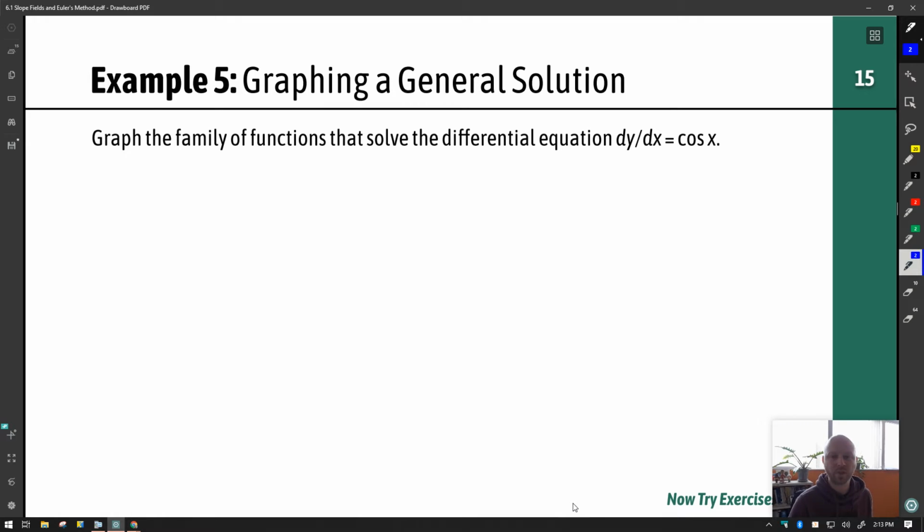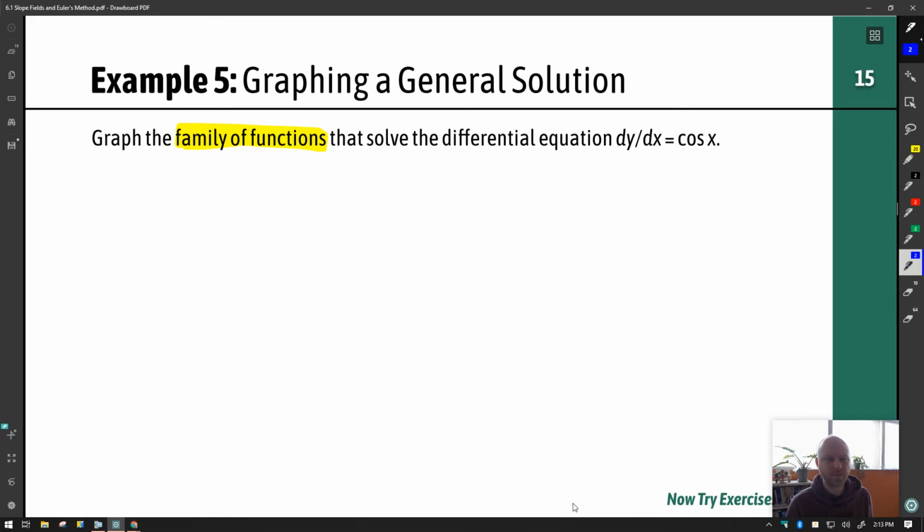It's example 5. We're graphing a general solution, and our instructions are: graph the family of functions that solve the differential equation dy/dx equals cosine x. This is an interesting phrase, family of functions. I don't think we've said that yet, so we definitely want to find out what is meant there. This seems like an easy differential equation, though.